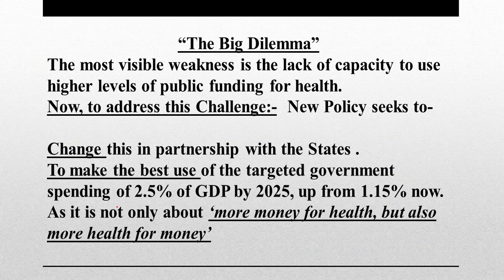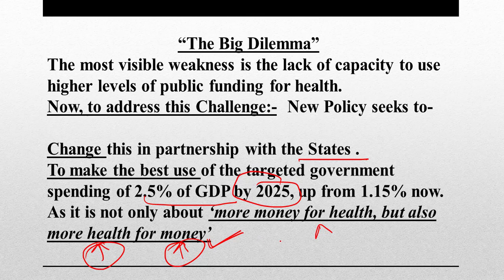Now the center says in this policy, central government is going to change this in partnership with the states. So let us see how that is going to happen to make the best use of targeted government spending of 2.5% of GDP by 2025. It is not immediately that government is going to do it. So this is a very idealistic line that says it is not only about more money for health, but also for more health for money. More health for money, that is, even if we are spending the same money, we want more health out of it. We want to derive the maximum utility per rupee spent on the health sector. That is the objective of this health policy.